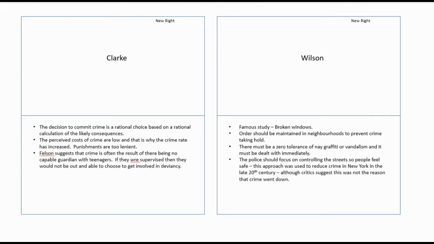And what you can do to the flashcards is you can also, again, use your own notes, use the textbook to develop some evaluation of these different theorists, these different sociologists. So you've got Clarke, for example, here on the New Right flashcard in front of you. And Clarke is arguing that the decision to commit crime is a rational choice based on a rational calculation of the likely consequence. The perceived costs of crime are low, that is why the crime rate is increased.